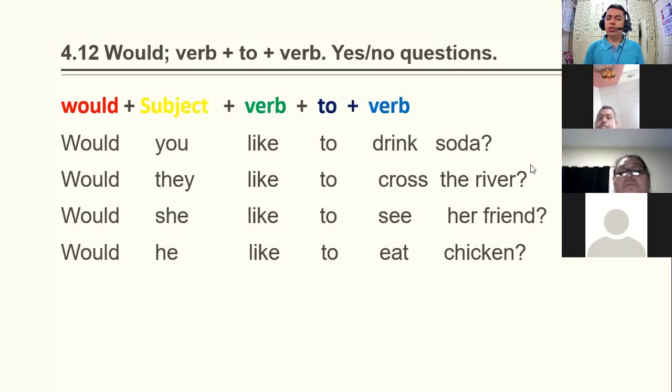Jose Guadron, you're going to make an invitation to Lillian, right? Yeah. Any invitation. Would you like to go to see a movie? Would you like to drink a tea? Would you like to eat cake? Would you like to eat pupusa? Would you like to play chess, jugar ajedrez, right? Any invitation, Jose. Ready? Okay.